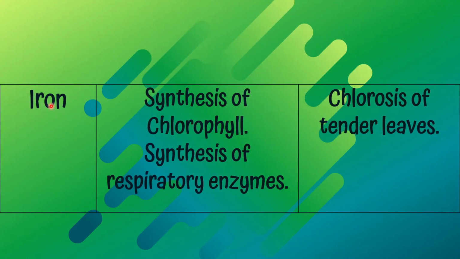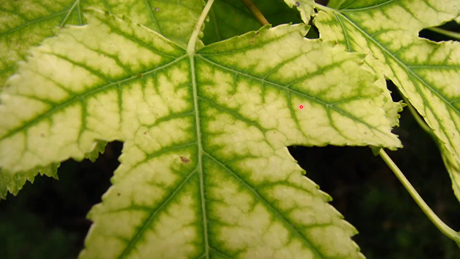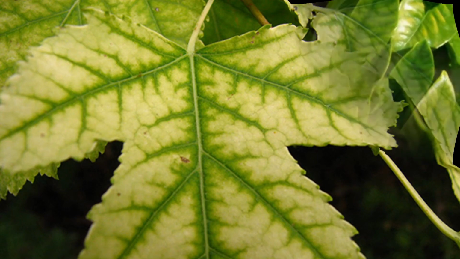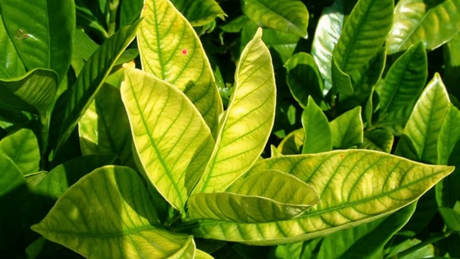Let's talk about the element iron. The functions are synthesis of chlorophyll and synthesis of respiratory enzymes. And the deficiency symptom is chlorosis of tender leaves, that means yellowing of tender leaves. Like this. Yellowing.